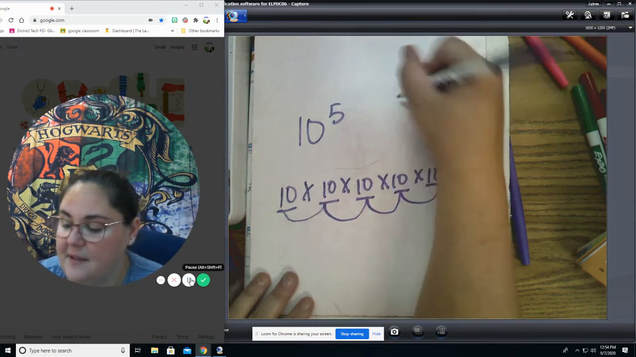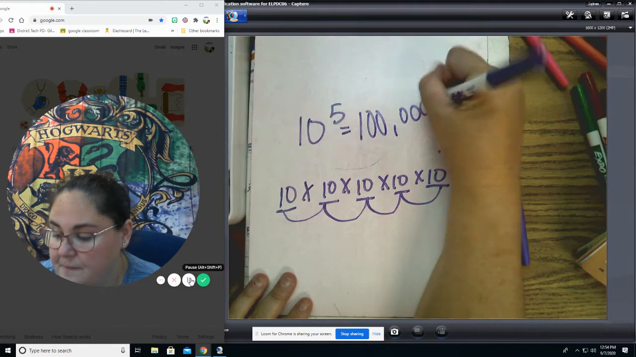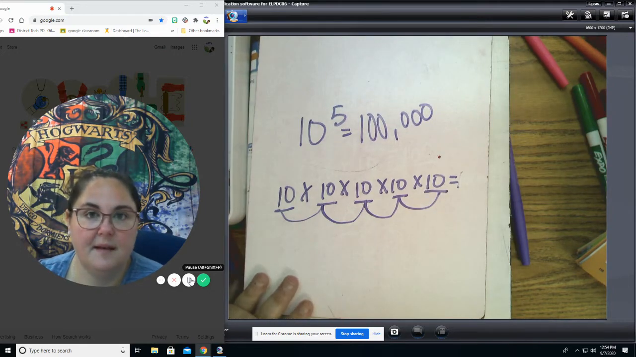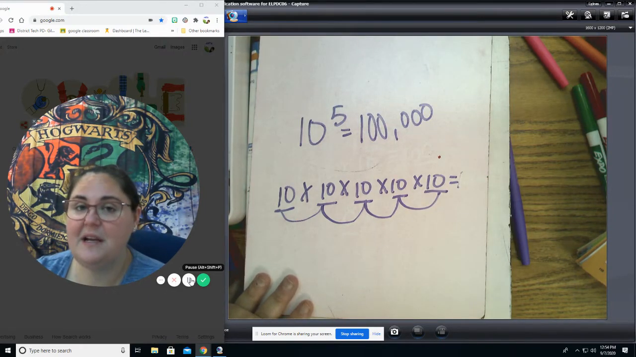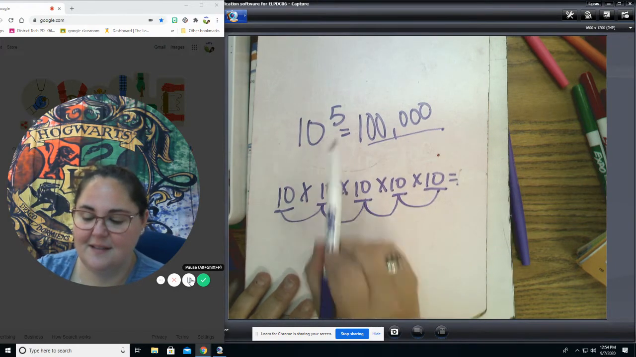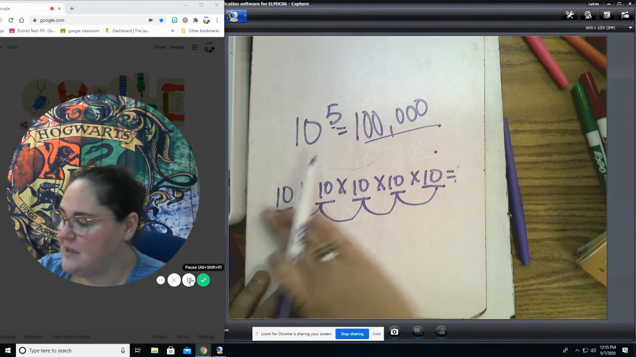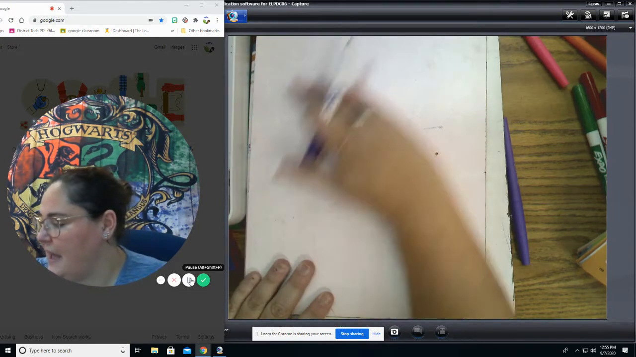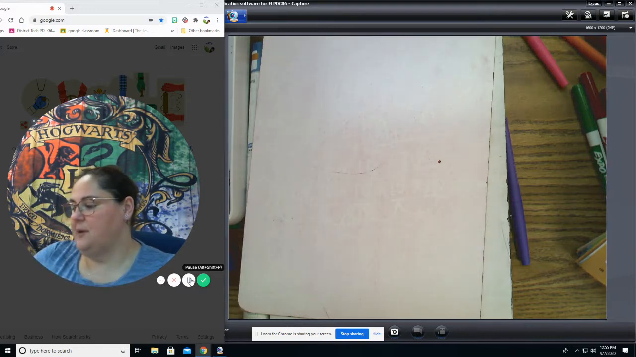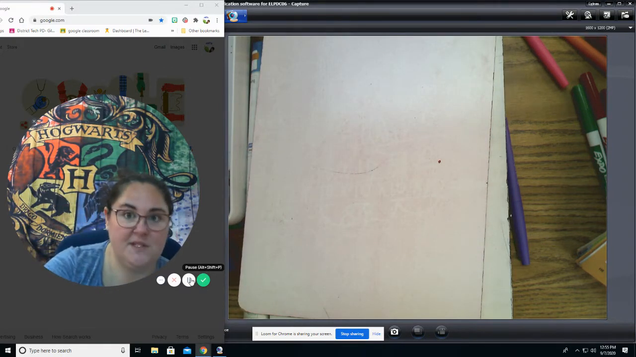So I'm going to write the number 100,000 up here. Look at my trick. How many zeros do you notice? The same as your exponent. So that's going to be what we're going to be working on today. The exponent form we're working on is called exponential form or base powers of 10.